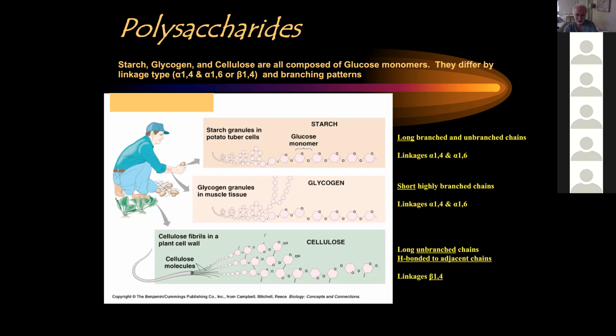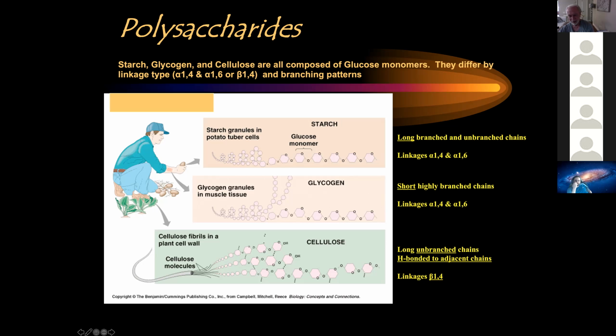So let's consider starch, glycogen, and cellulose here. Starch has long chains that are branched. There are also some unbranched chains. And the linkages between the monomer units are either alpha 1,4 or alpha 1,6. It can be either, and I'll tell you what those are in a minute. Glycogen, on the other hand, instead of long molecules, has short, highly branched ones. But again, the linkages are just like they are in starch, alpha 1,4 and alpha 1,6.